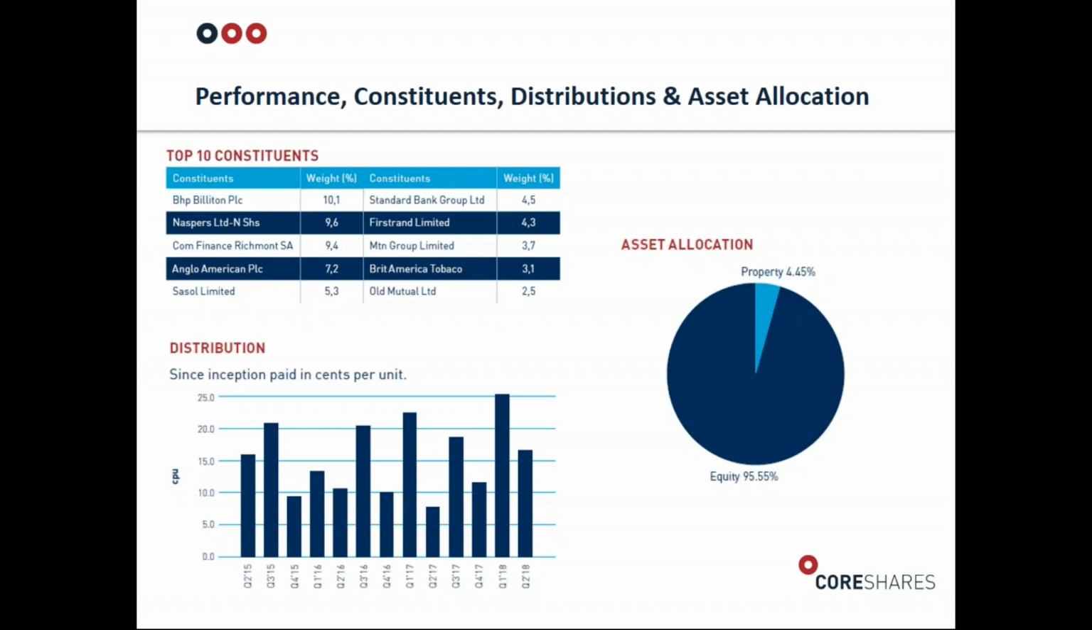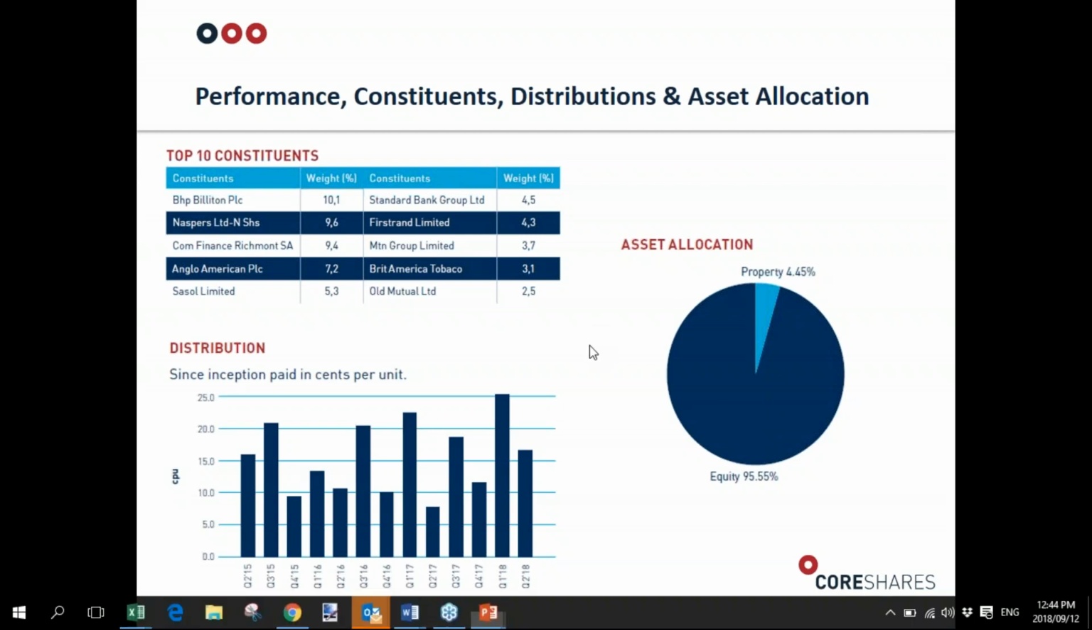So what has the actual ETF paid out? So this is the quarterly distributions. And you'll see here it's all in cents per unit. So the last distribution was around 16 cents per unit. The one before that around 25. And you'll see it's quite variable.